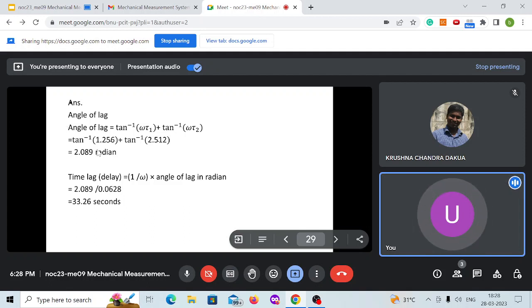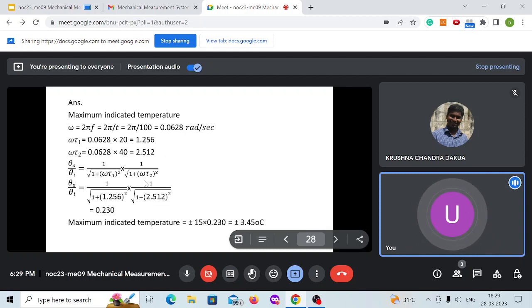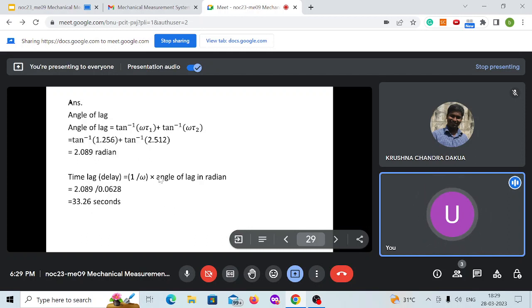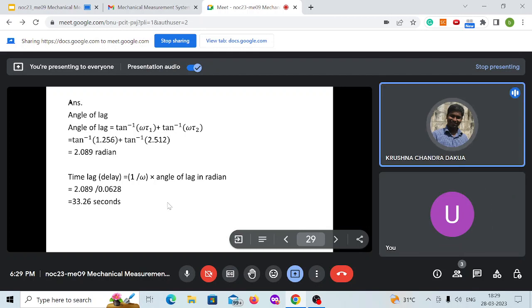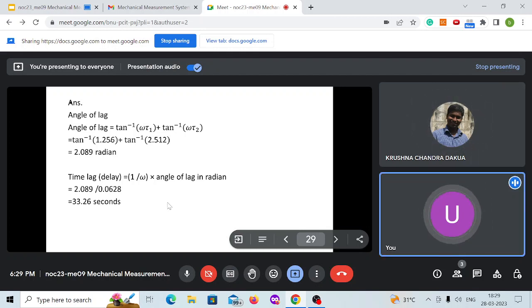Next, how to calculate the time lag. Time lag is 1 by omega into the angle of lag we have. Omega we have already calculated, 2 pi by T, is 0.0628, and the angle of lag in radians is 2.089. So 2.089 by 0.0628 is 33.26 seconds. I hope this is clear. If you have any doubt, I can clear it. Yes, sir, it is clear. Okay, then I'll move to the next question.